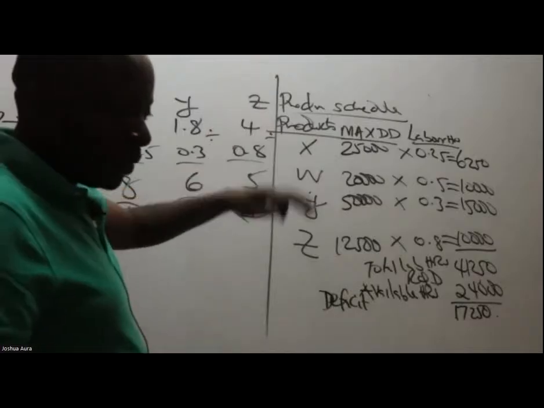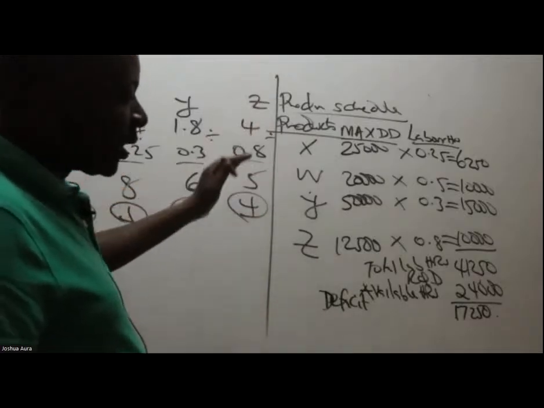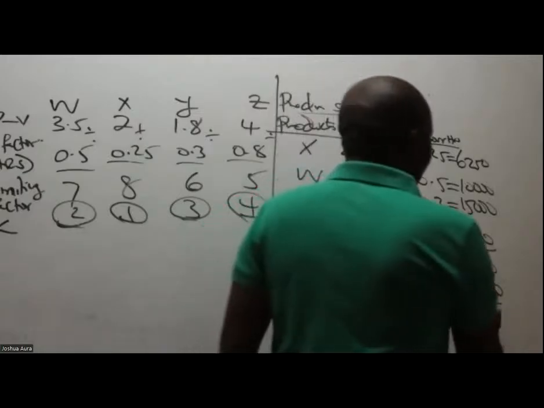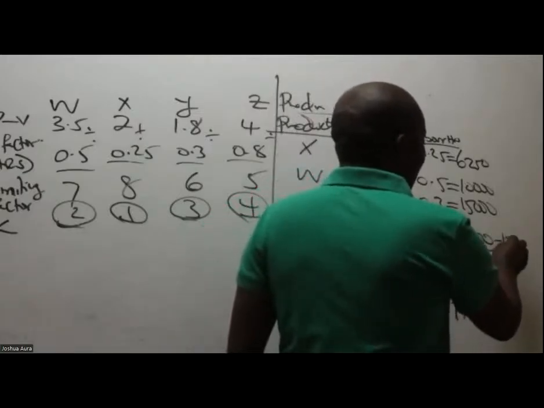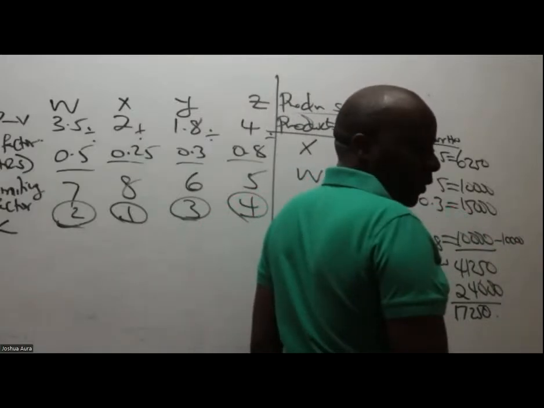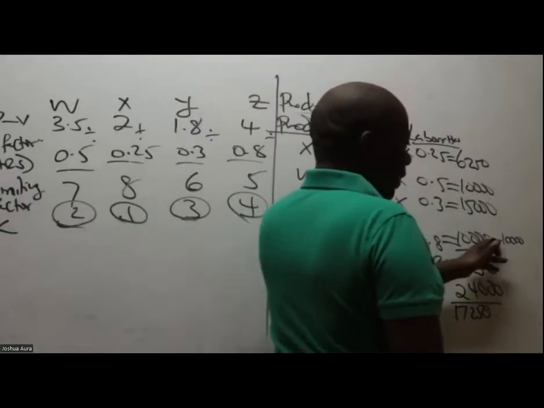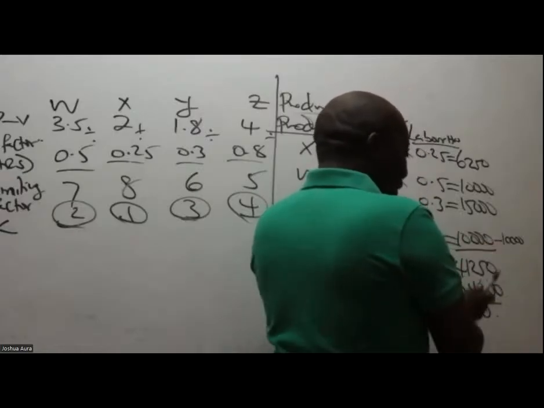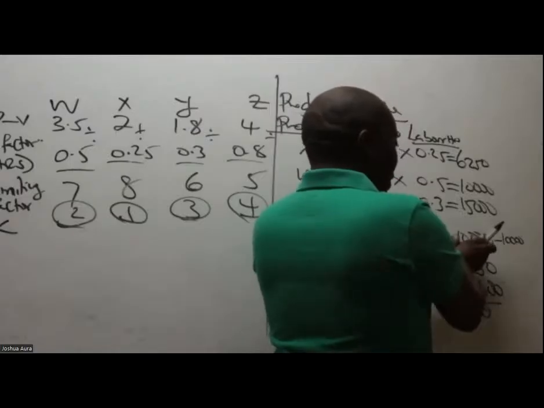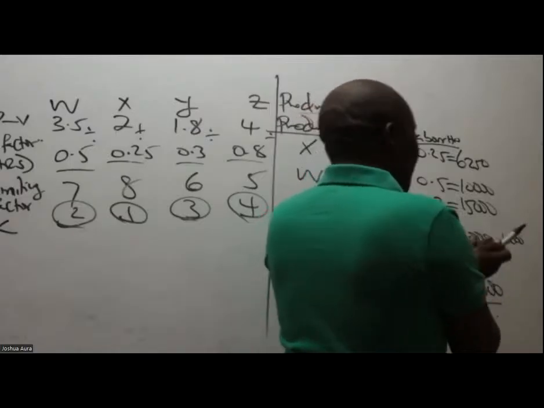We must recover this backwards from the least ranked product. So in this case, first of all, we will be able to get all the 10,000 hours from there, because I want to recover 17,250, and the worst ranked product for now can only give me 10,000.